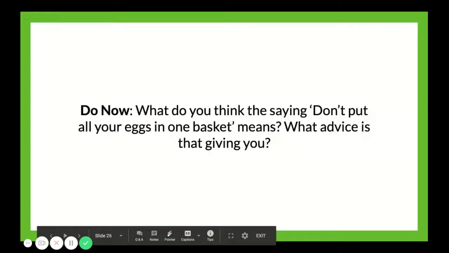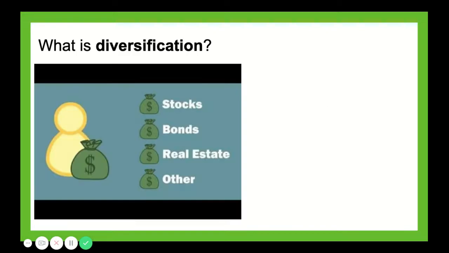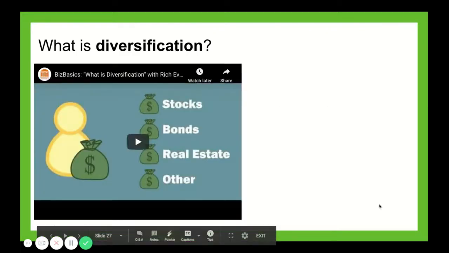So first, let's think about this. What do you think the saying, "don't put all your eggs in one basket," means? What advice is that giving you? Usually when we say this, we mean don't risk everything you have in one area. When we think about it financially, this relies on the concept of diversification.